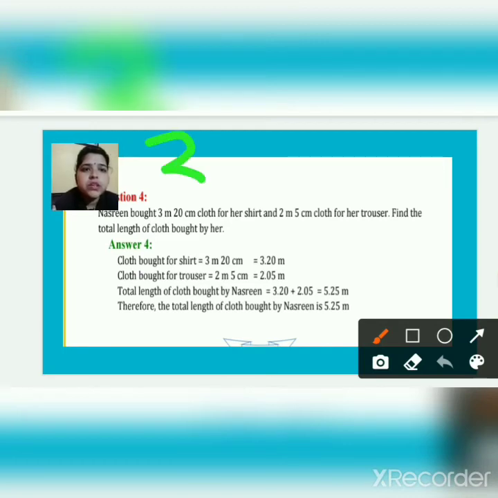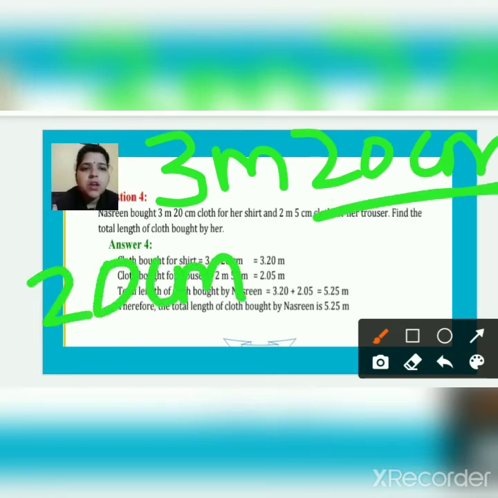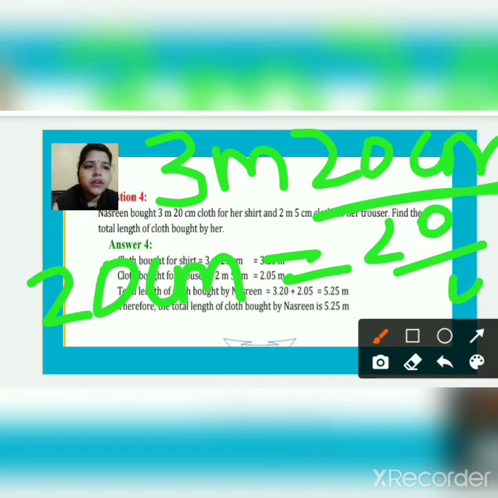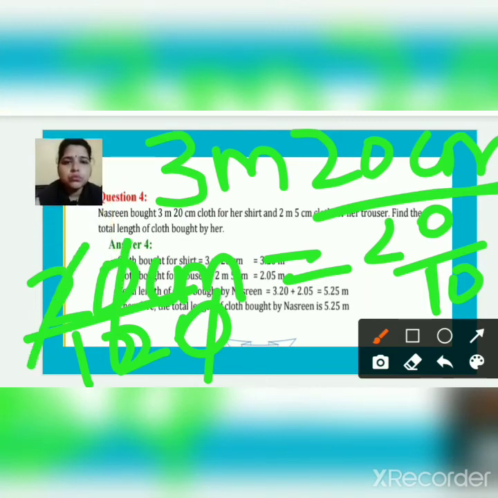It is given as 3 meter 20 centimeter. You will change this 20 centimeter. How will you do it? 1 meter is having 100 centimeter, so 20 centimeter will be 20 divided by 100. 0 से 0 cancel हो जाए. I am writing here: 20 divided by 100, 0 से 0 cancel, 2 1 2, 2 5 10, that is 1 by 5.